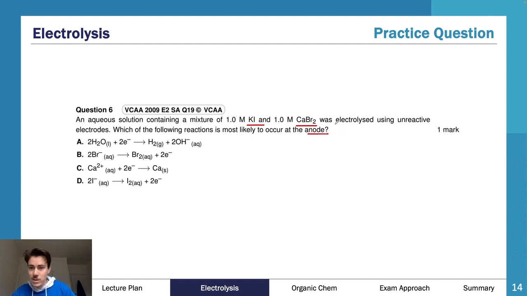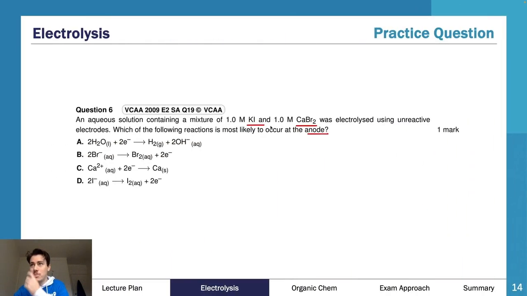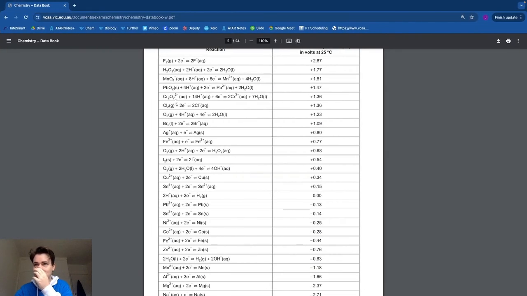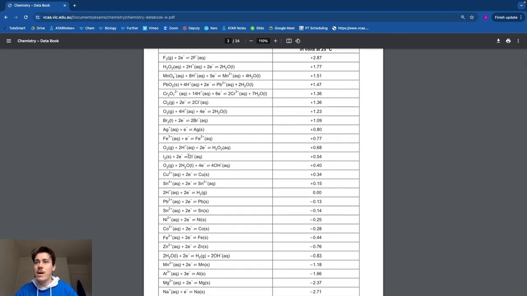So the anode is oxidation. What can go through oxidation here? So I need reductants that can go through oxidation. So I need my electrochemical series. If I'm looking at this scenario here, I've got K+ and I minus. So I need to look for these things. K+ is on the left side. It can't go through oxidation. I'm fine with that. I minus can. It's up here. It can go through oxidation.